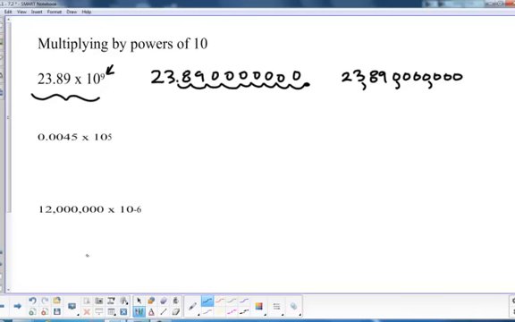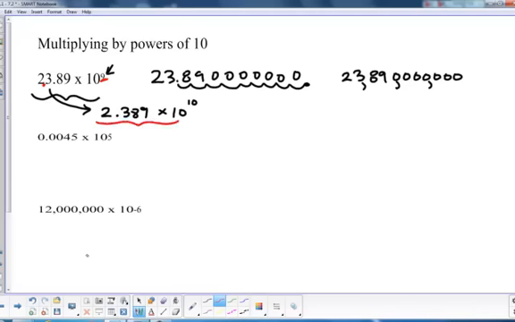So proper scientific notation would actually be making that a 2.389. And if we did that, we would have to multiply it by 10 to the 10th to get that same answer, because that 9 means we move it 9 spaces. So if we put it here, we'd have to move it another space. So this is proper scientific notation, how this should be written.